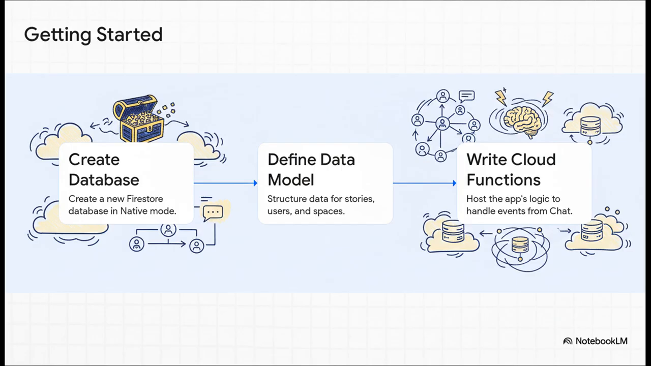Step 1, they create the database. Step 2, they define the basic structure for things like user stories and team members. And finally, step 3, they write the app's logic using cloud functions. You can just think of these as little on-demand bits of code that run in the cloud without needing a dedicated server. They're basically the brains of the whole operation.